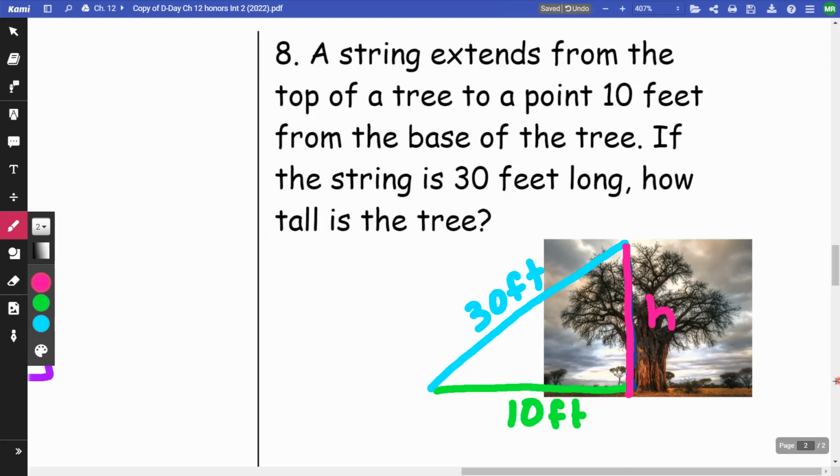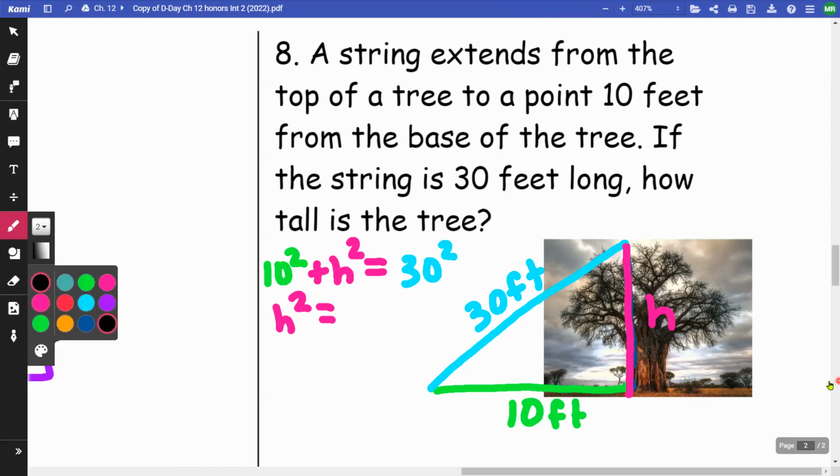So in this case, I actually can just use the Pythagorean theorem. I don't need to use any trig at all. So I am going to do 10 squared plus H squared is equal to 30 squared. So I'm basically going to have H squared is equal to 900 minus 100 when I do that math. So I am going to end up getting 800. I am going to take the square root of 800.